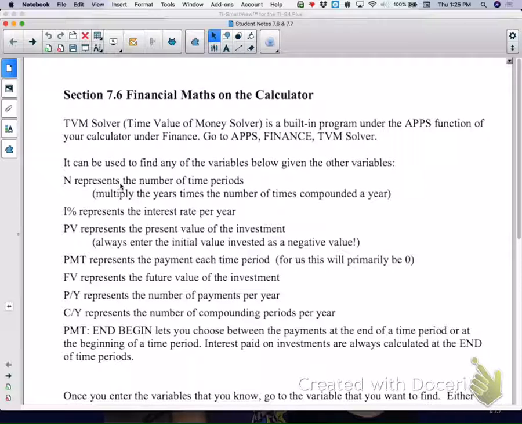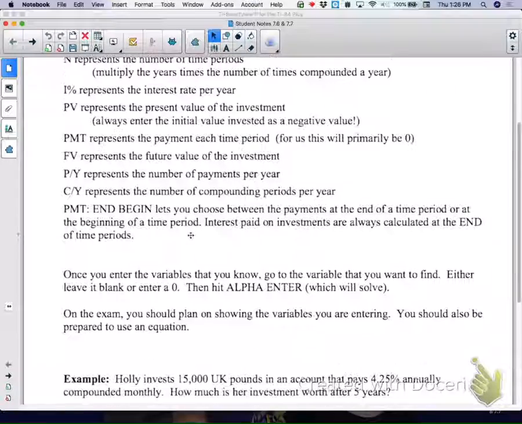And then the payment end or begin lets you choose between the payments at the end of the time period or at the beginning of the time period. Interest that's paid on investments is always calculated at the end. So again, for all the ones that I saw worked out, and for your book, they were all ones where you would do end. Now, you're going to be filling in really all of these but one, solving for the interest, solving for the number of time periods, solving for the future value, whatever. So whichever one you want to solve for, either leave it blank, or if it won't let you leave it blank, if it's making you put something there, just put 0.